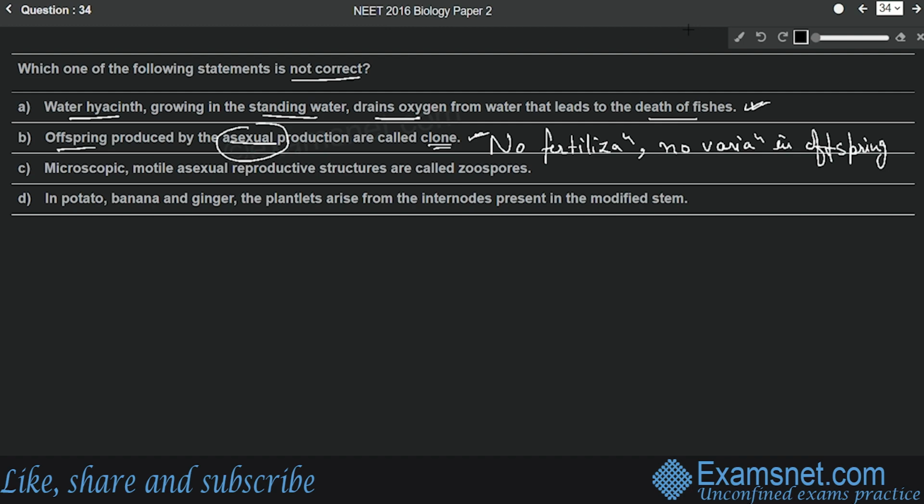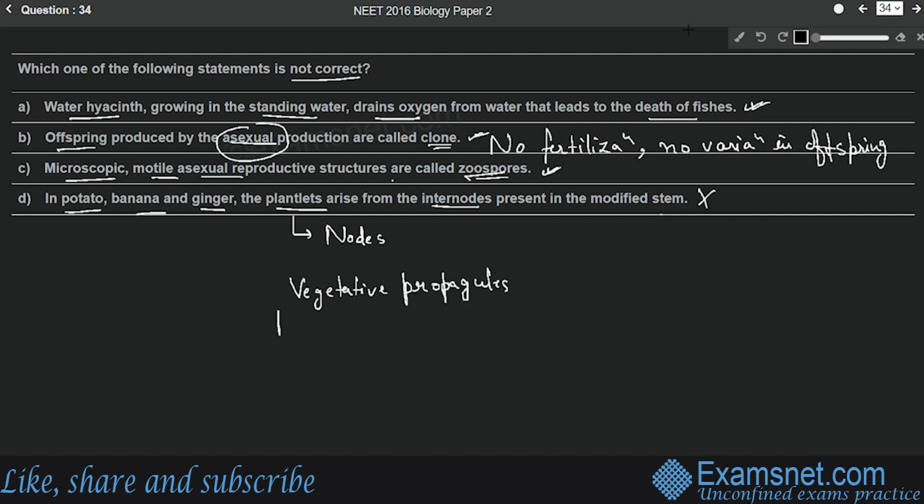Then the third statement says microscopic motile asexual reproductive structures are called zoospores. So yes, this is a correct definition of zoospores. Okay. Then the last statement says in potato, banana and ginger, the plantlets arise from the internodes present in the modified stem. No, this is not correct because plantlets always arise from nodes, not from internodes. What are the vegetative propagules in these plants? Vegetative propagules.